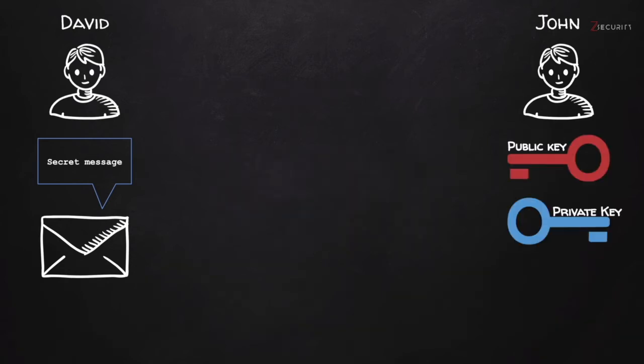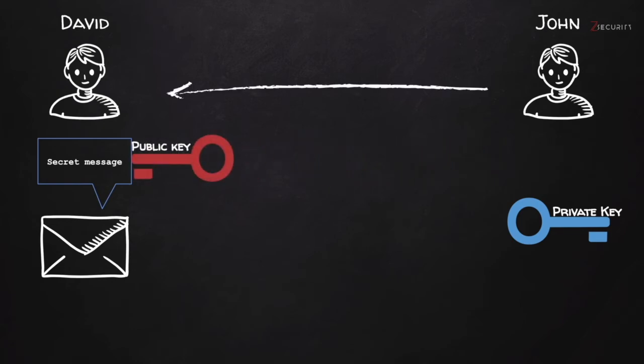Well, let's go back and have a closer look on how this is going to work. So again, David wants to send a message to John. The content of the message is secret message. But before sending this message and before encrypting it, John is going to create a key pair, a public key and a private key. Like I said, these keys are mathematically linked, and John is going to send the public key to David, to the person that will send the message.